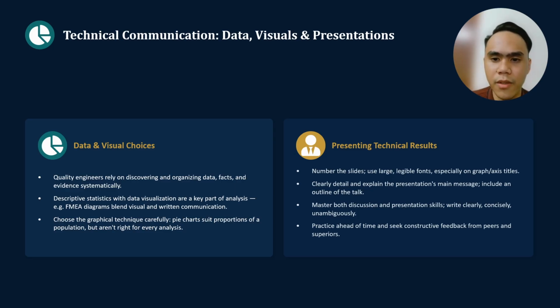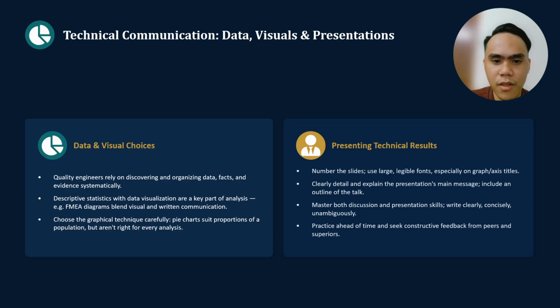There's a genuinely important caution here about choosing graphical techniques carefully. Pie charts, for instance, can be informative when a population or sample can be meaningfully grouped into proportions, but they are explicitly called out as not appropriate for every analysis. The broader lesson is that the graphic has to fit the actual structure of the data and the question being asked, not just whatever is visually familiar or easy to produce.